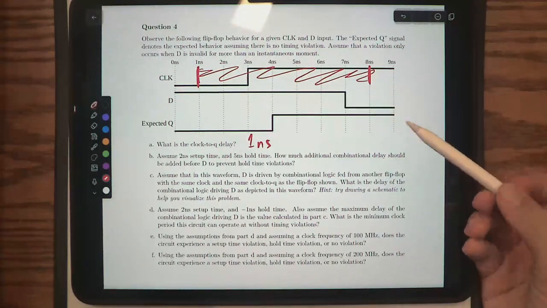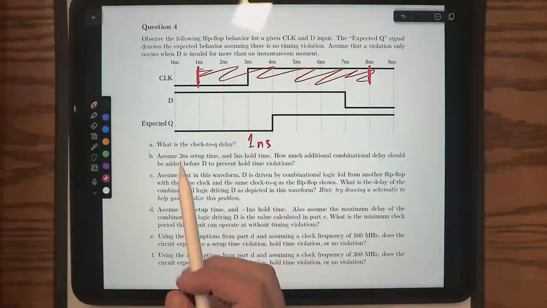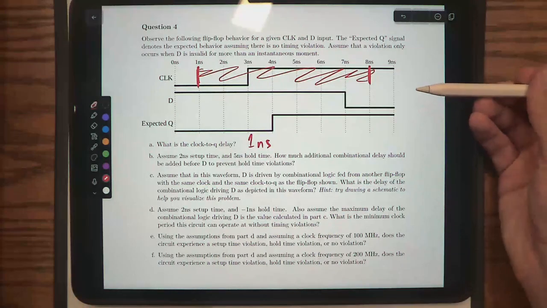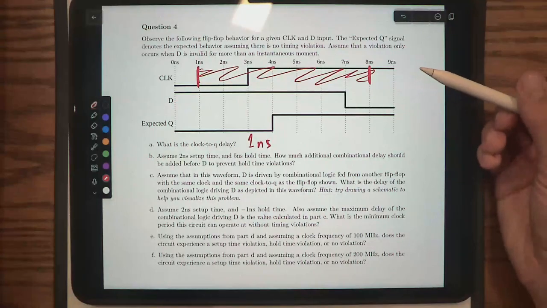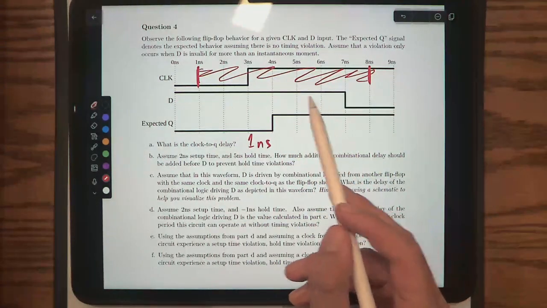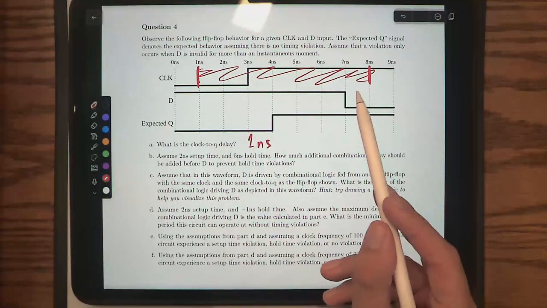We need to look at the expected Q. In this case, do we have a setup or hold time violation? Hold time. Why do we have a hold time violation? Because we were expecting it to be 1 on the output, but it did not stay at 1 this whole time. In fact, it dropped to 0 right at the end.